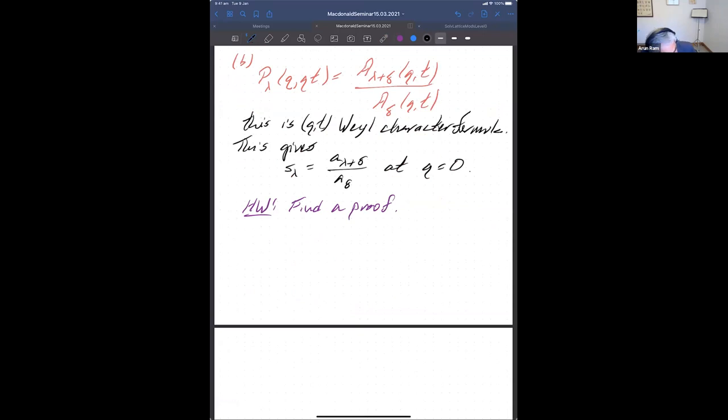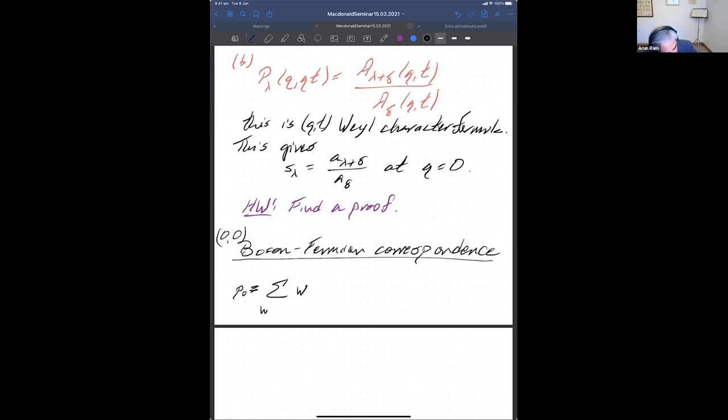So let me talk about the boson-fermion correspondence. First I'm going to do the classical one, which is the 0-0 version of the boson-fermion correspondence. When I'm doing 0-0, I have no Hecke algebra. I have just the symmetric group. So P0 is the symmetrizer, and E0 is the anti-symmetrizer, the sum of minus one to the length of w times w, over w in the symmetric group.